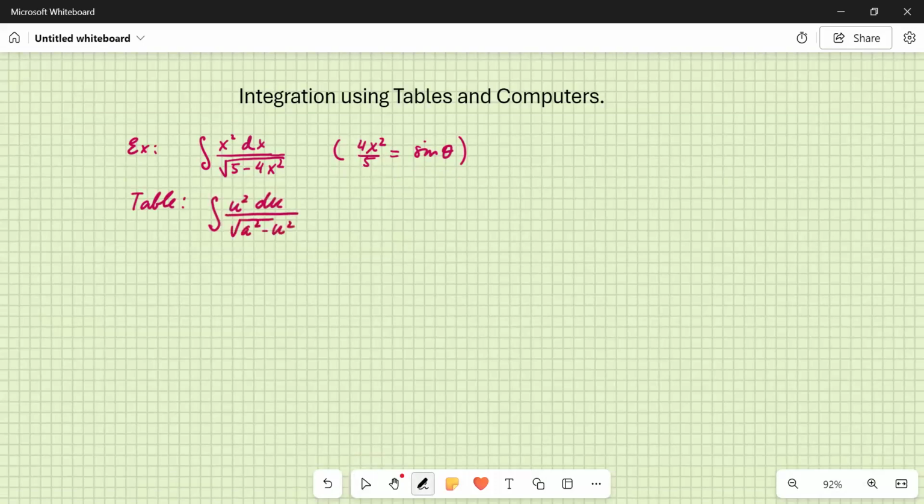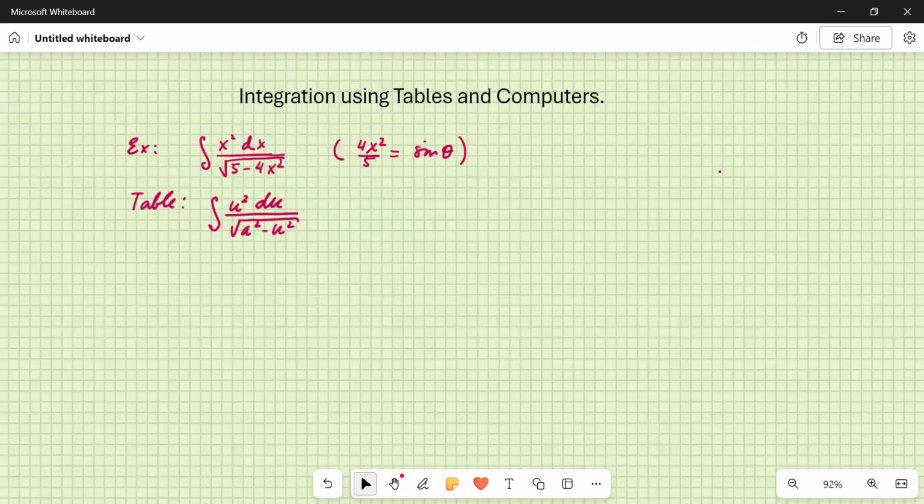It's kind of a generalized form of our integral. If you compare it, you see x squared dx, u squared du. Here, a squared for some arbitrary number, 5, and here u squared. If you compare with our integral, there's a little difference here, we have 4x squared.